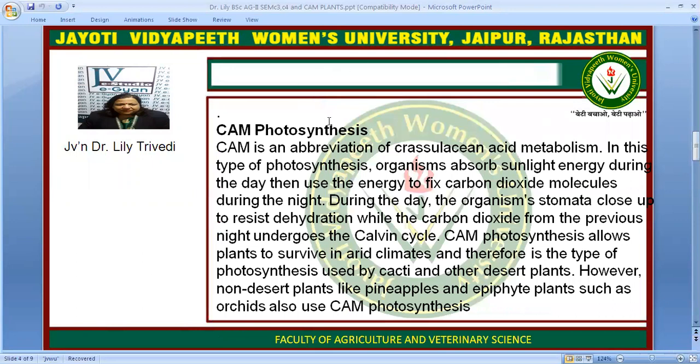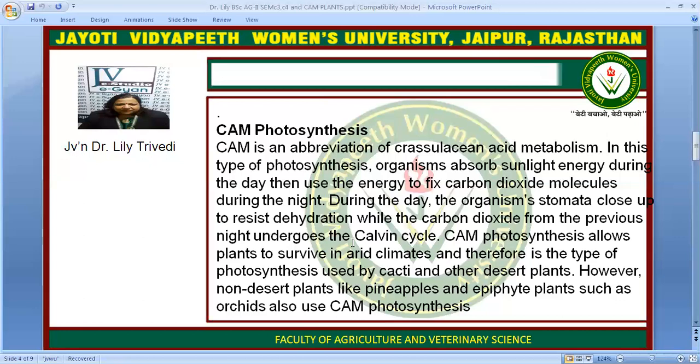Now, CAM photosynthesis. What is CAM? CAM is the abbreviation for the words crassulacean acid metabolism. Now, what happens here? The organisms absorb sunlight energy during the day and then use the energy to fix carbon dioxide molecules during the night. During the day, the organism's stomata close. Why do they close up? To resist dehydration.